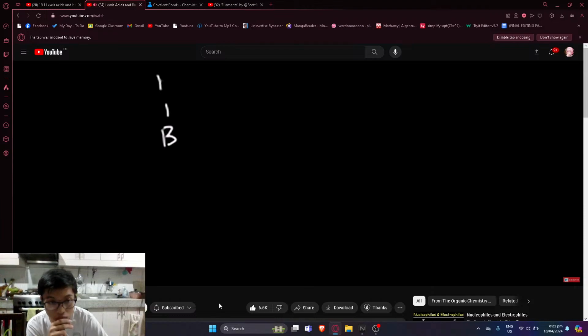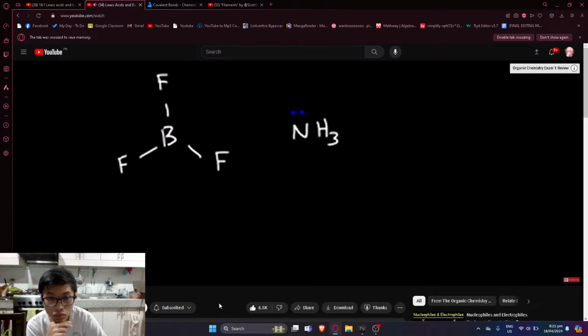Now let's go over some reactions dealing with Lewis acids and Lewis bases. So consider the reaction between boron trifluoride and ammonia. Ammonia is a Lewis base. It can donate a pair of electrons. BF3 is a Lewis acid. The boron atom can accept a pair of electrons. So whenever you draw the curved arrows, it's always going to go from the Lewis base to the Lewis acid.